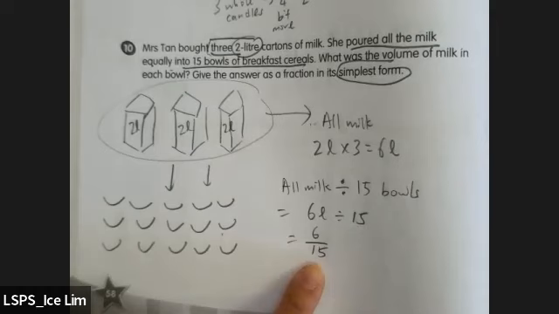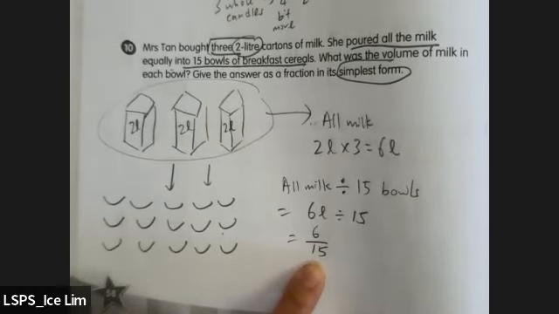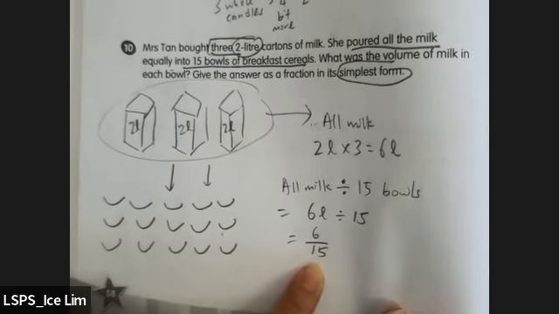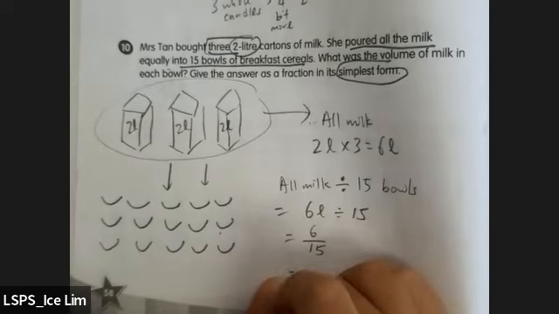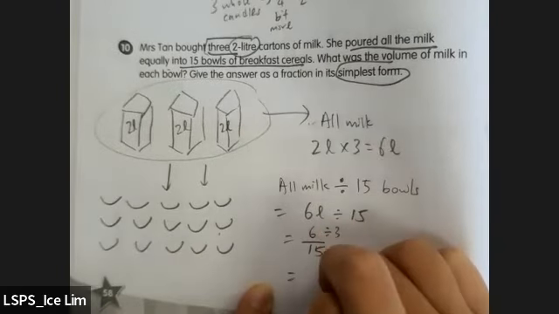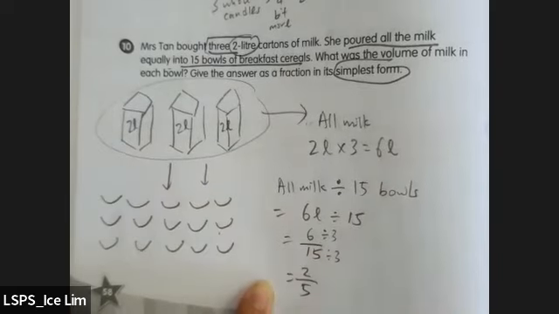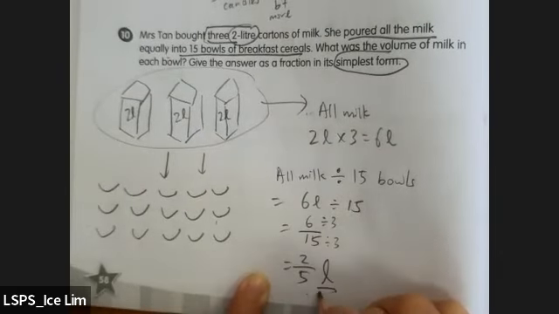Some of you wrote 6/15. You forgot to simplify to the simplest form. Then you minus 1 mark already. No answer mark. Which, actually, if you can get this answer, you should get 2 marks already. So it should be 2/5. And then some of you forgot the liter symbol, which is minus half mark.